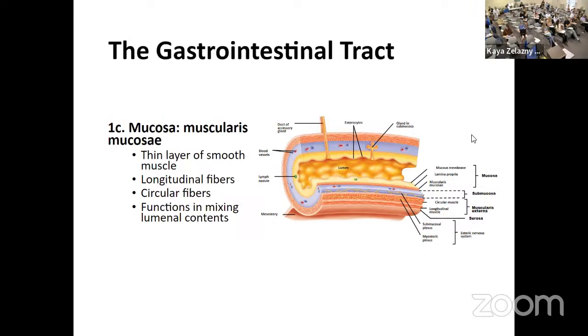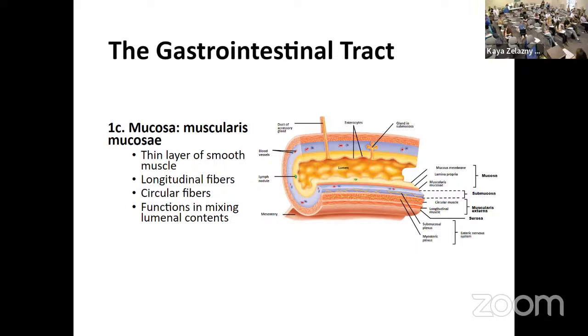And then we had our muscularis mucosae, that layer of smooth muscle within the mucosa itself. So it's thin, as you can see on the diagram. Its fibers are both longitudinal and circular. And the job of this layer of muscle is to mix around the contents of the GI tract. So when we think about moving food through your tract, you're going to have to mix everything together, so enzymes touch all the different parts of the contents of your GI tract. So that's what this is doing.